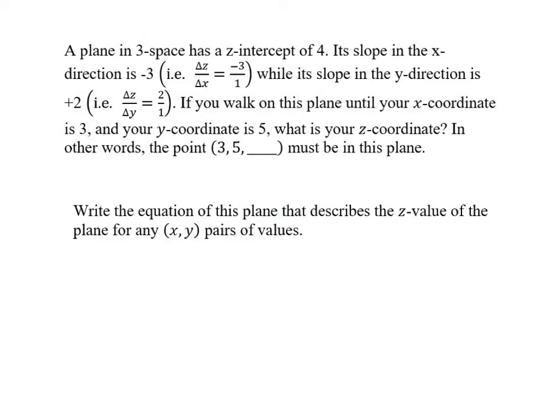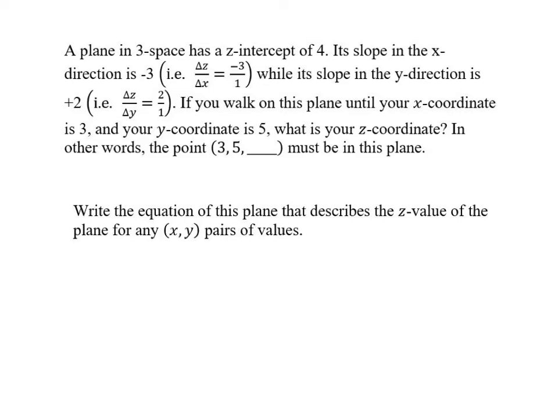So having a starting point like (0, 0, 4) and knowing the two slopes, one in the x direction and one in the y direction, you were able to find a new z value given an x and a y coordinate. What we want to do now is describe all values of z that we would get if we started at (0, 0, 4) with an x direction slope of -3 and a y direction slope of 2, and we're trying to describe all the z-values we'll get for any xy pairs of values.